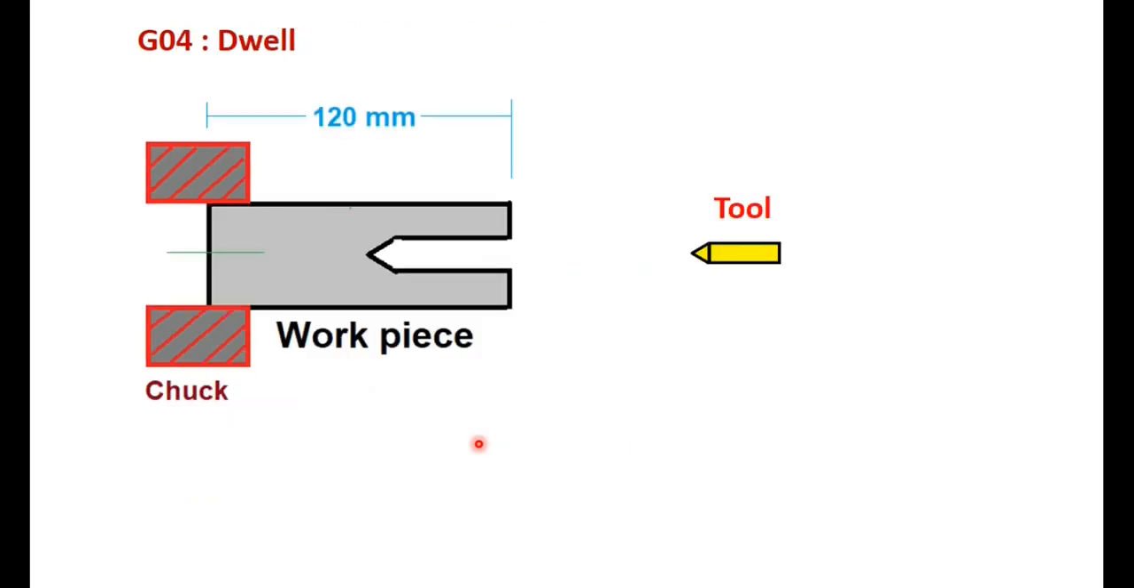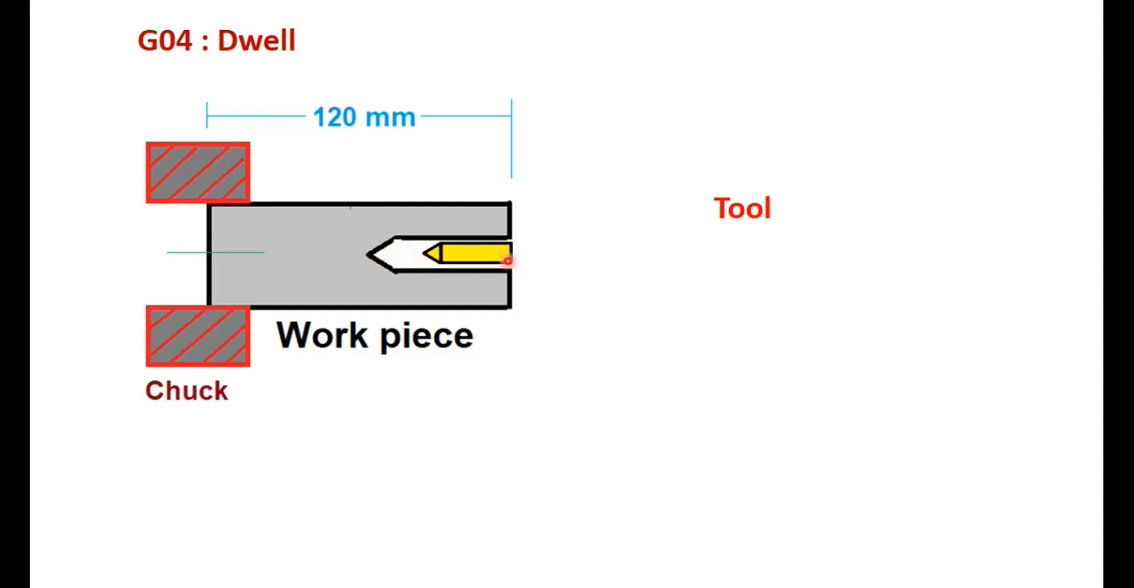Next, a very important command, that is called dwell. It is denoted by G04. Suppose I want to do a drilling operation on a workpiece on a CNC turning machine. Let's say I have held the workpiece in a chuck, and this is the tool, which will be mounted on the tailstock. The tool will start moving like this, and it will go on drilling the hole.